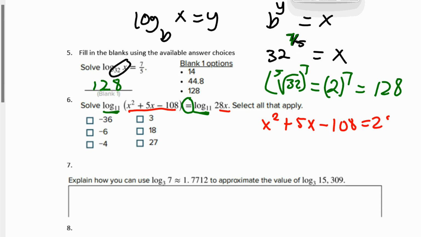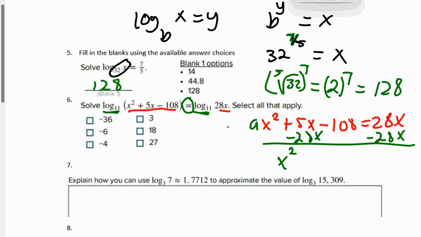Now this is a quadratic equation. We solve that by quadratic formula or graphing. We could do a y1 and y2 and see where they intersect, or I can set it equal to 0 and just do a y1, or I can try to factor it. Our a is 1, so that makes it easy. Our b is negative 23, and our c is negative 108.